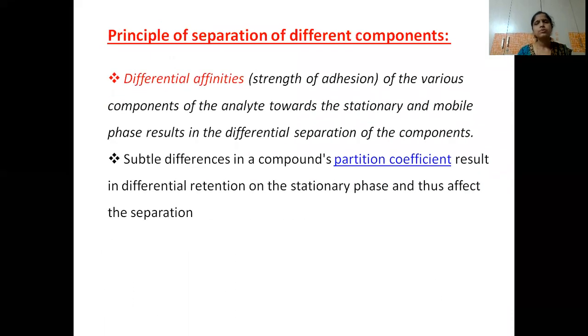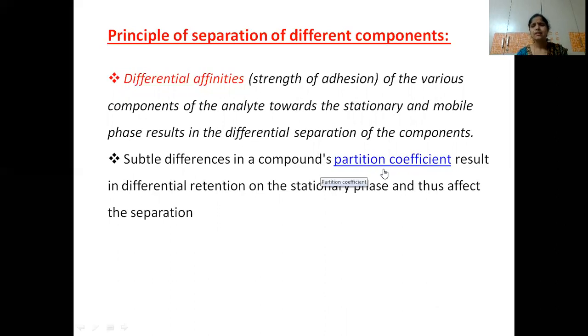Then how are the components being separated in this chromatography? The main principle, as I said, is the adsorption technique. All the components will have differential affinities towards the adsorbent, that is the stationary phase. Depending upon the different affinities they show towards the stationary phase and the mobile phase, the separation of the components can take place. This is also called the partition coefficient.